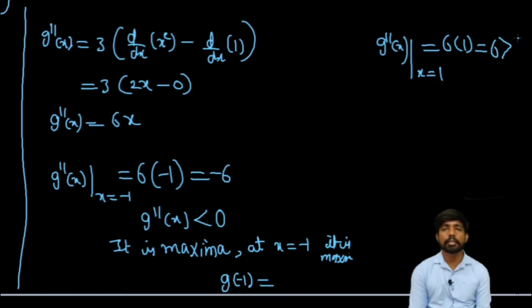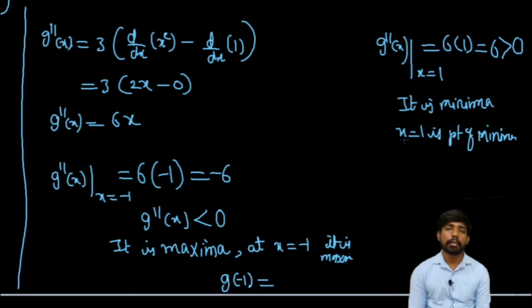This is 6, greater than 0, and this is the minima. It is a minima. So x is equal to 1 is a point of minima. Hence we got a point of minima, and a point of maxima. This is the point of maxima, this is the point of minima.